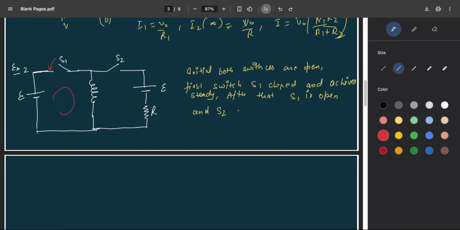So okay, now you have to calculate: S1 is open and S2 is closed. Find the current in the circuit across R just after S2 is closed. This is the problem. You can try it once and get me the solution.